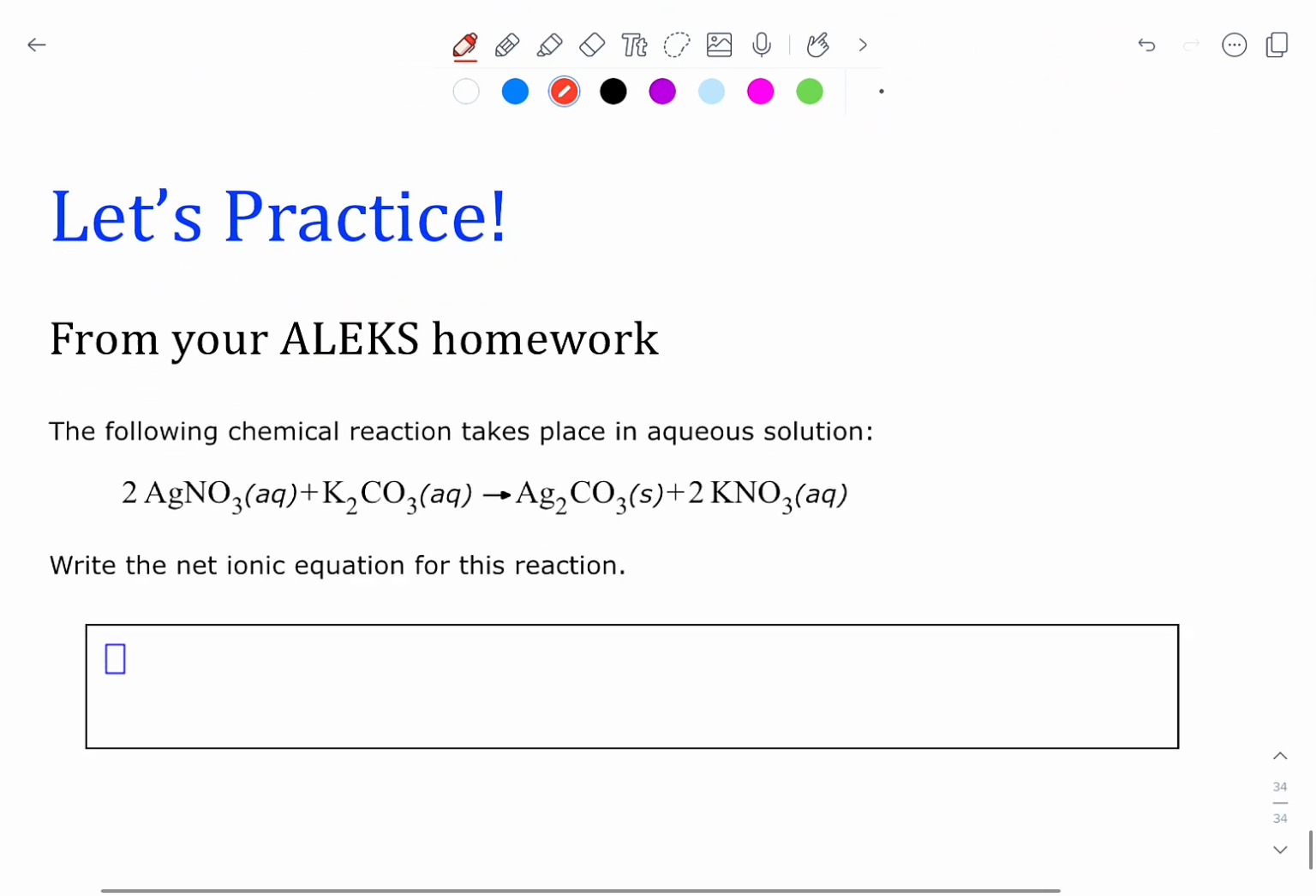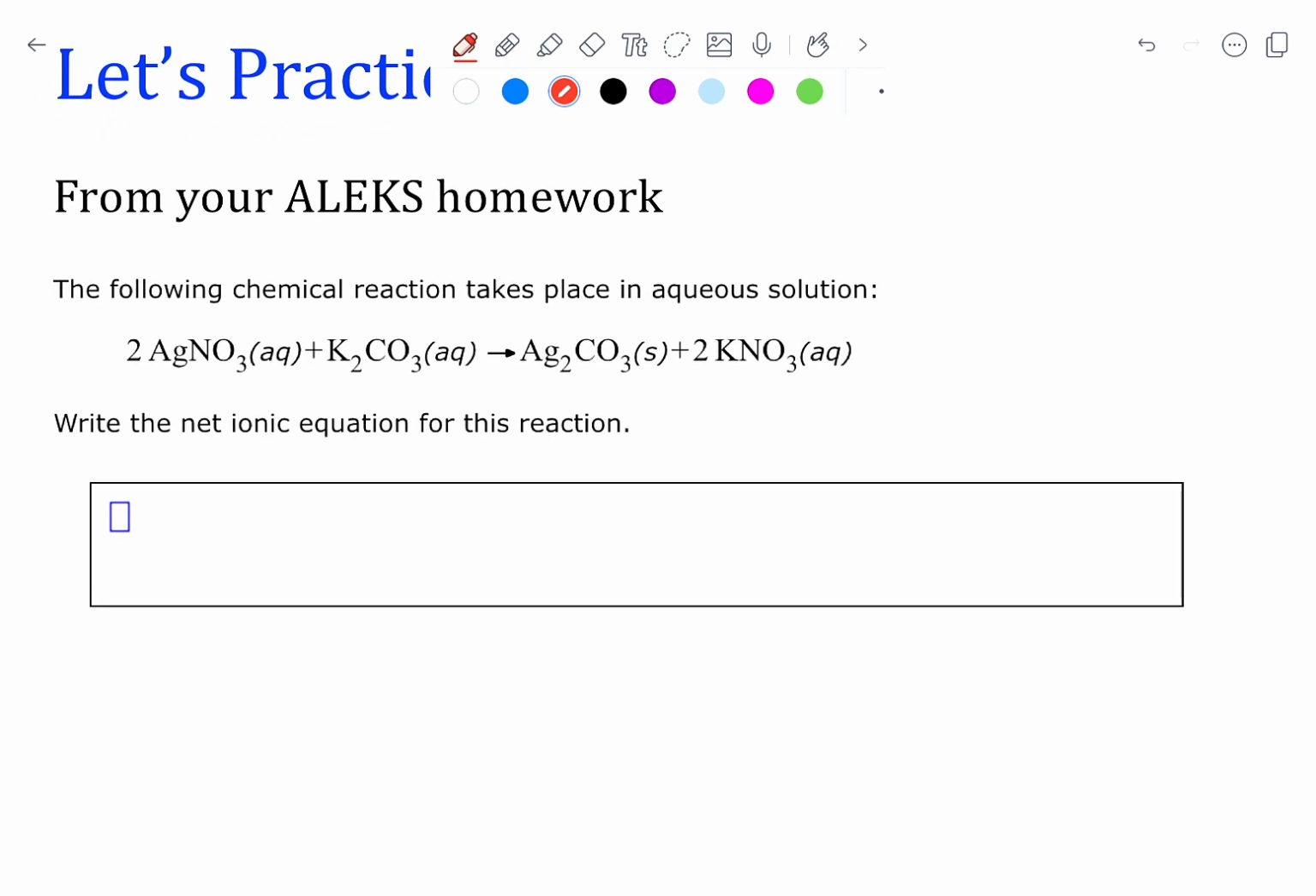Our last example is also from our ALEX homework, and it's asking us for the following chemical reaction. It takes place in aqueous solution. Write the net ionic equation for this reaction. Now you could sit here and write out the ionic equation, find what the spectator ions are, and then cancel them out, and then find the net ionic equation. But there is a shortcut that you can take. Because you know the net ionic equation is going to be made up of the ions that form the solid, since we're given the balanced equation already, all we have to do is say, okay, here's what my product is going to be of my net ionic equation.